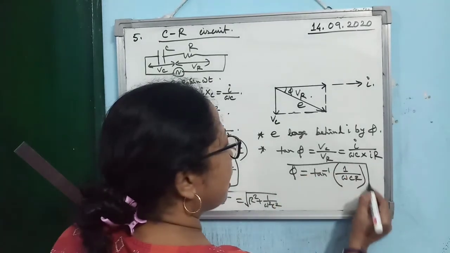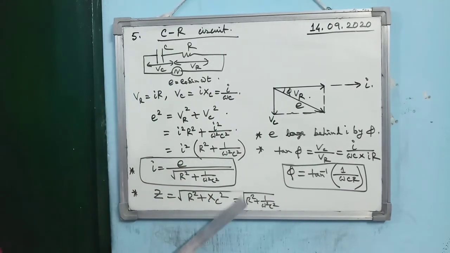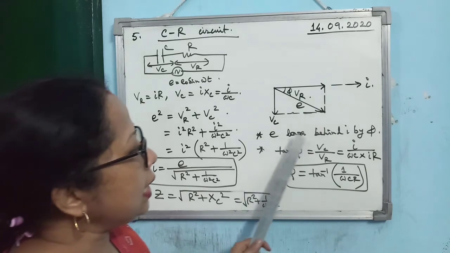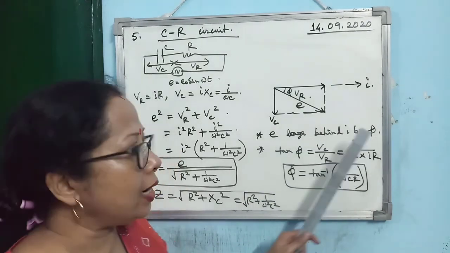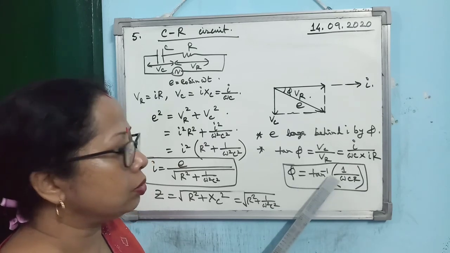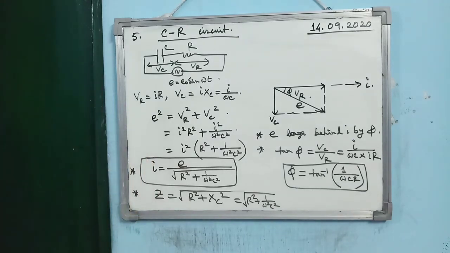Alright. So these are the relations you are supposed to remember. First is I is given by E by under root R square plus 1 upon omega square C square. Under root R square plus 1 upon omega square C square is known as the impedance of the circuit Z. I am not writing it, verbally I am saying. Then phase relation, E lags behind I by an angle phi. How to get phi? Tan phi is this. So phi is equal to tan inverse 1 upon omega C R.